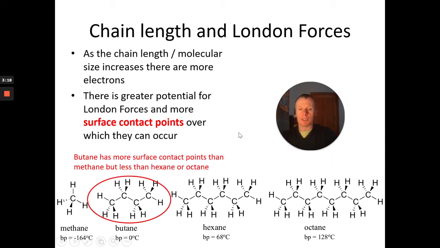So if we were to look at the idea of surface contact points and draw a circle around butane, you can see that it's a slightly bigger molecule than methane, and there's slightly more surface area over which London forces can occur. Obviously that effect is increased further at hexane and octane, and you can see for yourself the data suggests that the boiling points steadily increase.